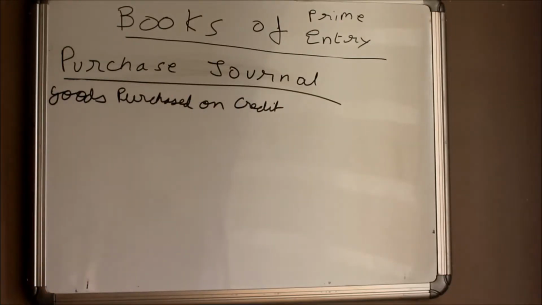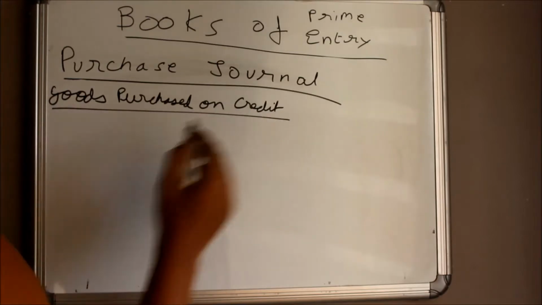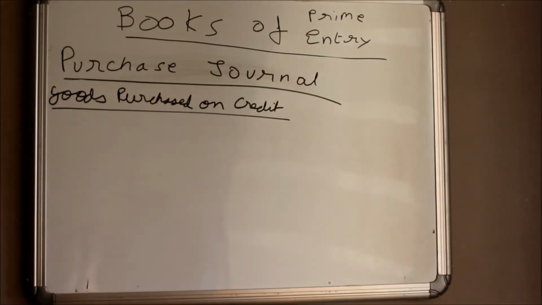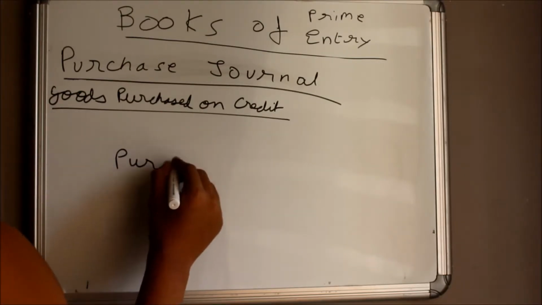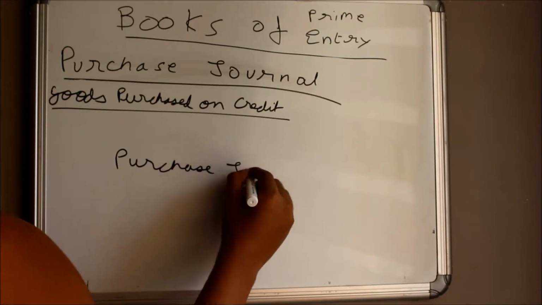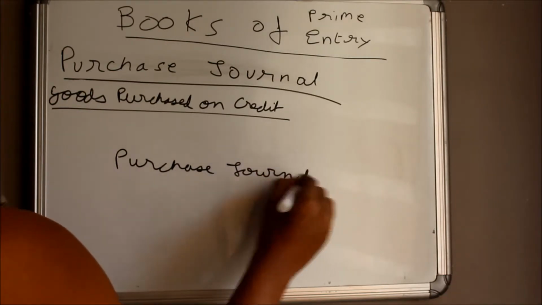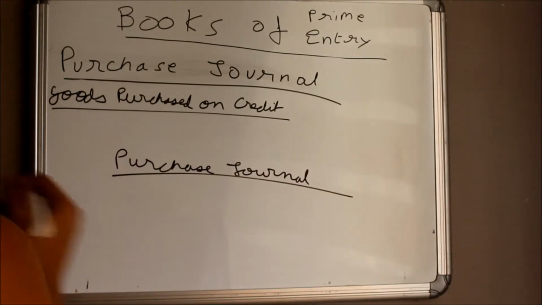I'm not going to draw the purchase journal again. I'm just going to write the entries, because the purchase journal and the purchase return journal have a very similar concept, but there's just one difference. I'm going to write the entries in theoretical format, but I'm just going to show you how the purchase journal and purchase return journal look. So the purchase journal looks like this.